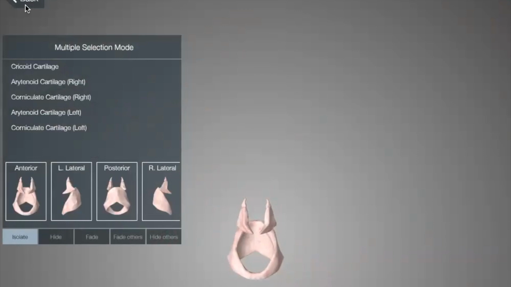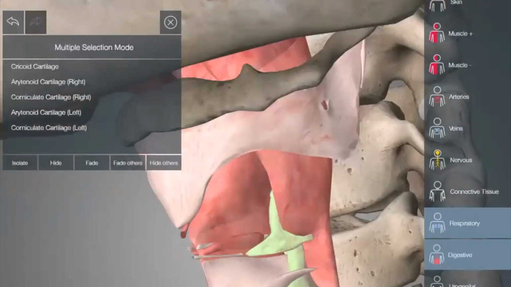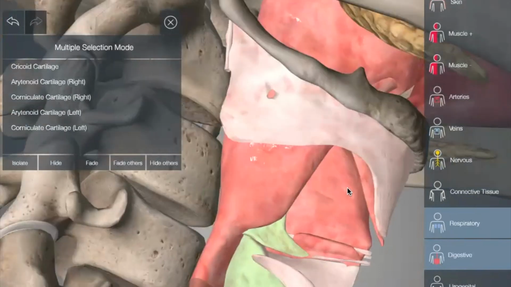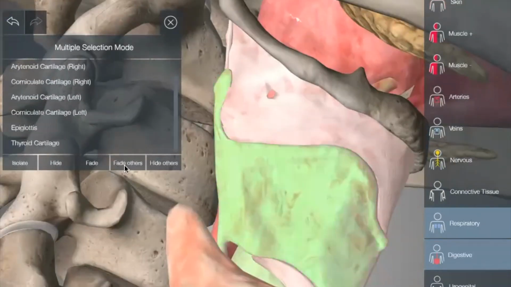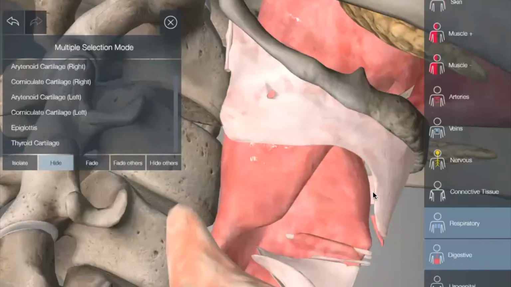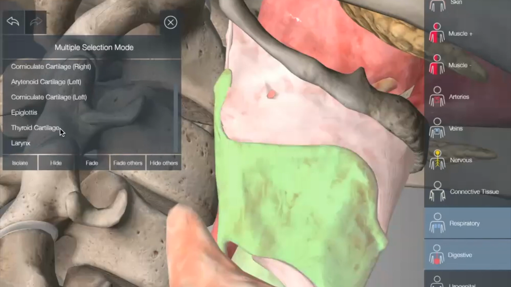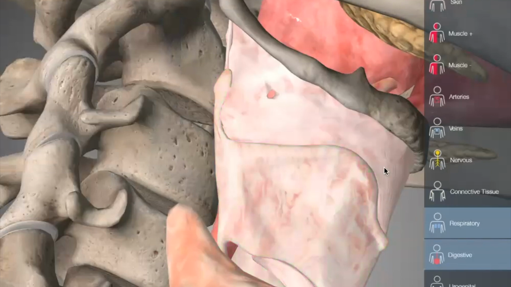The next thing, so we knew now, thyroid, cricoid, arytenoid, corniculate. The next thing is the epiglottis. Here, let's reset everything. Let's take the epiglottis out alone. Where'd it go? Oh, no. Here.